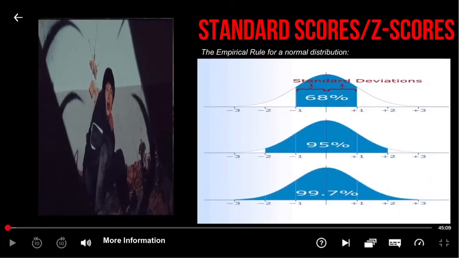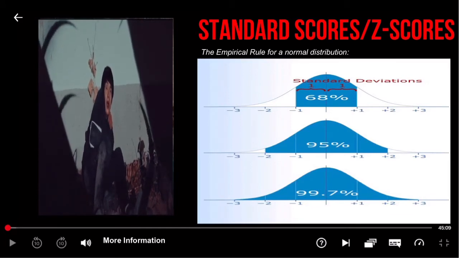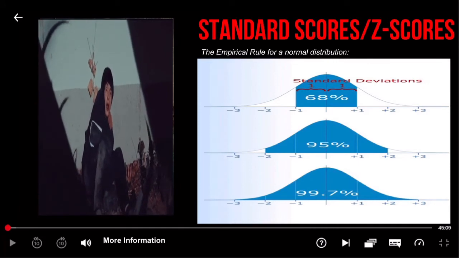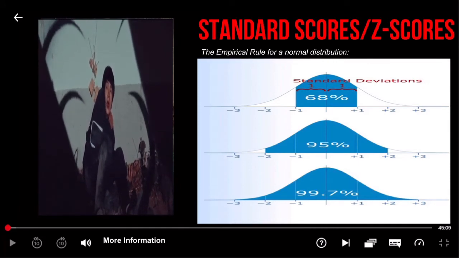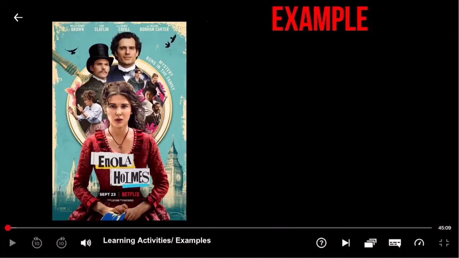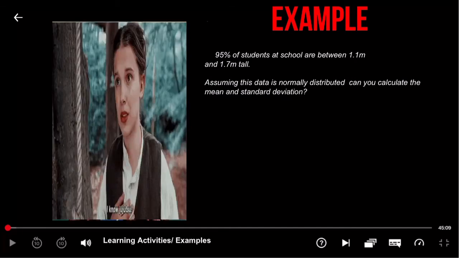The empirical rule for a normal distribution. As you can see by the given illustration, 68% of the values are within 1 standard deviation of the mean, 95% of the values are within 2 standard deviations of the mean, and 99.7% of values are within 3 standard deviations of the mean. Example: 95% of students at school are between 1.1 meters and 1.7 meters tall. Assuming this data is normally distributed, can you calculate the mean and the standard deviation?